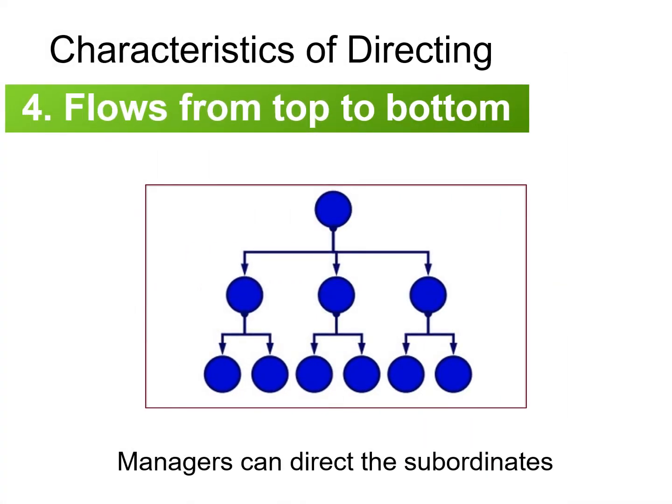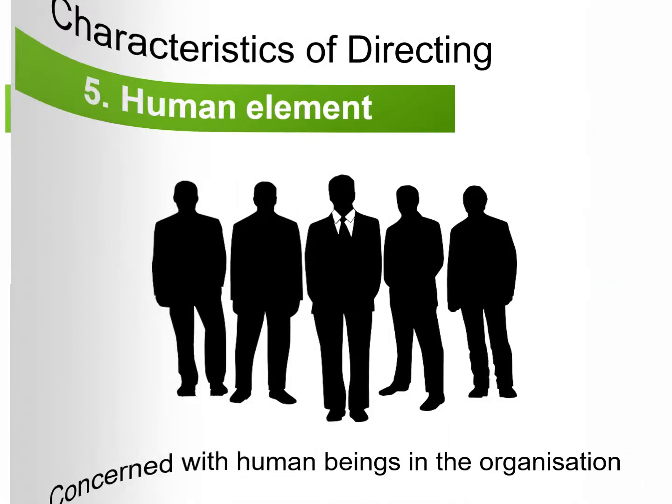It flows from top to bottom. Directing is first initiated at top level and it flows to the bottom through organizational hierarchy. It means that every manager can direct his subordinates and take instructions from their immediate bosses. So this is a hierarchy. Like for example, this is the person, he will give orders to these people and he will take orders from this person. So this flows from top to bottom.